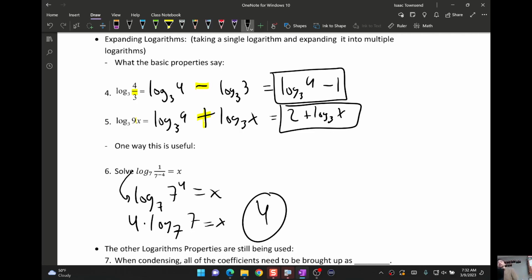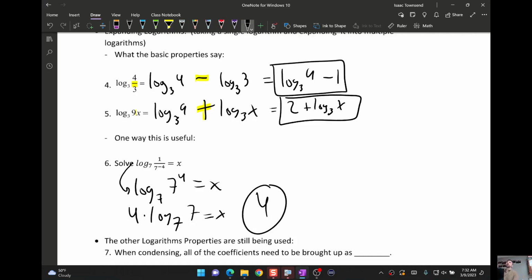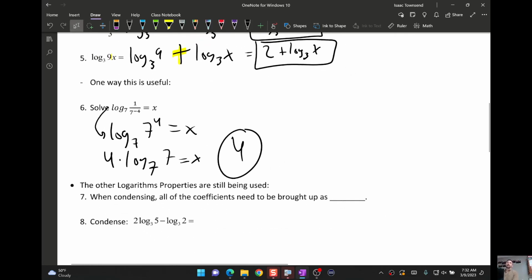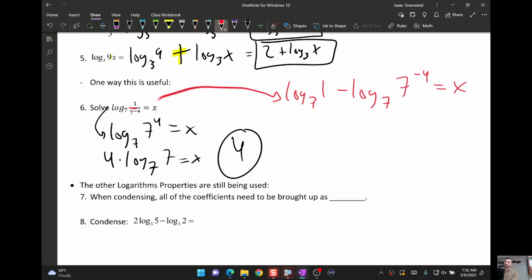So that's still fine. You're still welcome to do it that way all the time if you want to. But now that we know about expanding, I want to show you that you have an option. You could expand this to say log base 7 of 1 minus log base 7 of 7 to the negative 4th. And for some people, they're going to think that this is easier. This is 0 because 7 to the 0 gives you 1. This you could bring down out front. Log base 7 of 7 is 1, and you still get 4.